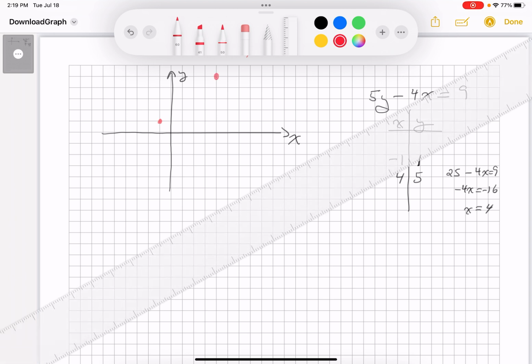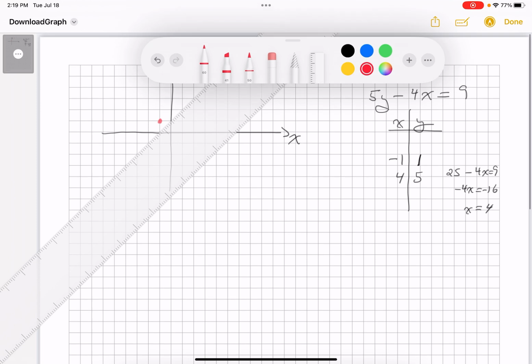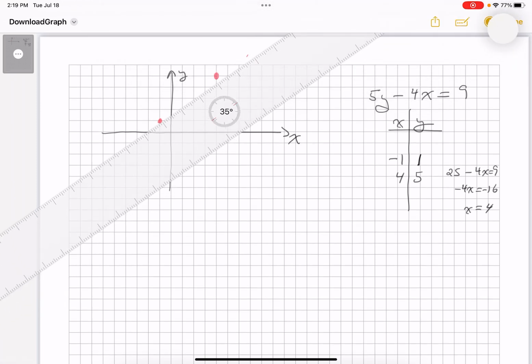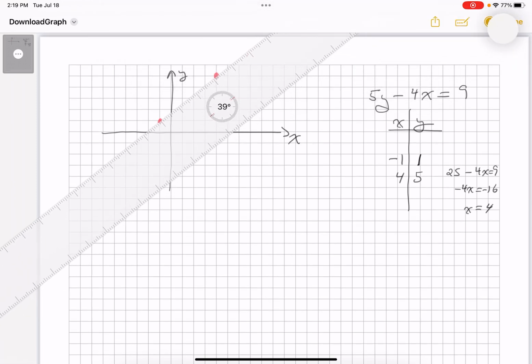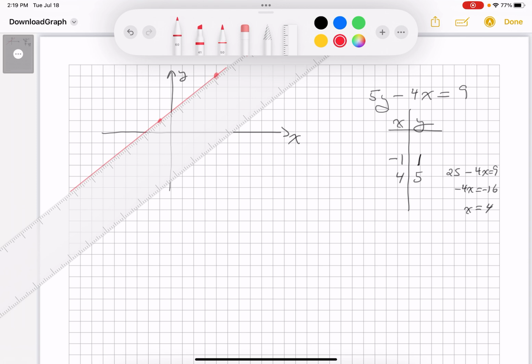What do you do now? Get your ruler out. Make some attempt. I really mean that. Some attempt to get a line to go through those 2 points. Again, we're not looking for perfection. We're looking for something that's roughly what we're looking at, which is a line. This goes on forever in both directions, by the way. All right? So we plot the point minus 1, 1, and we plot the point 4, 5, and we graph the line through those 2 points.